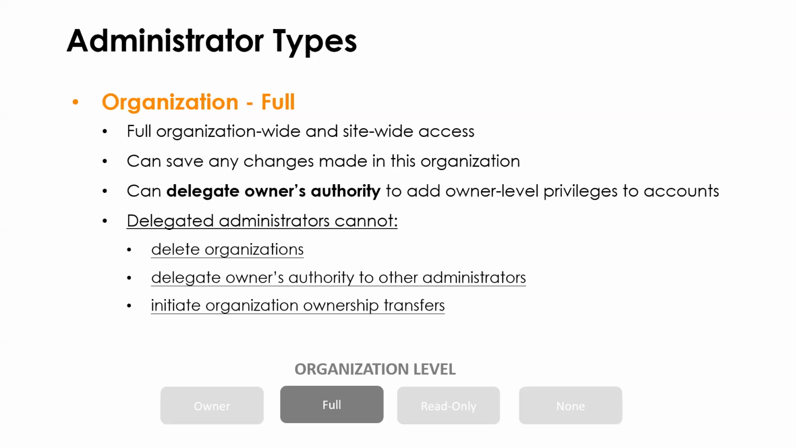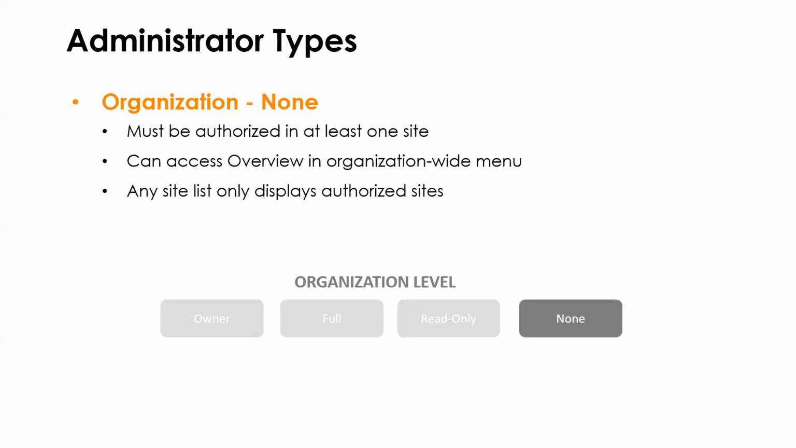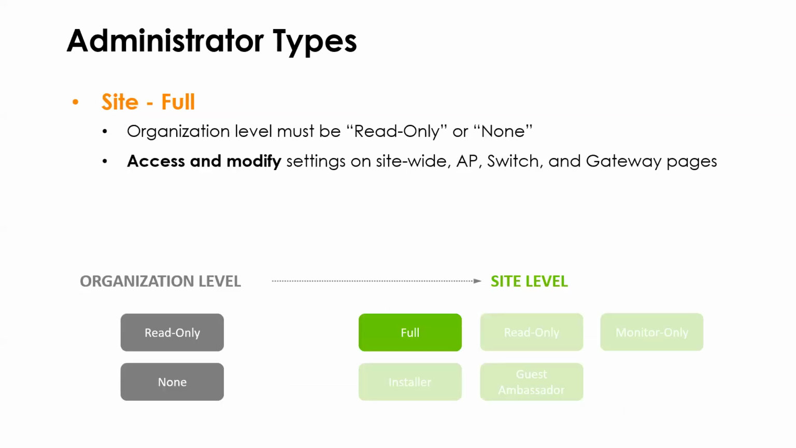Now, if you've got some admins or some end users or employees that need access to Nebula, there are 2 levels after that that you would use for them if you're only giving them access to certain sites. The first is at the org level, you give them read-only access. They can see all of the sites. They cannot configure any of the sites. The other level here is none. So by default, they have access to none of the sites. Now, when you create a new admin at a read-only or none level, you will be prompted to set access at a site level. So this is where you're going to give them access to the sites that they can configure.